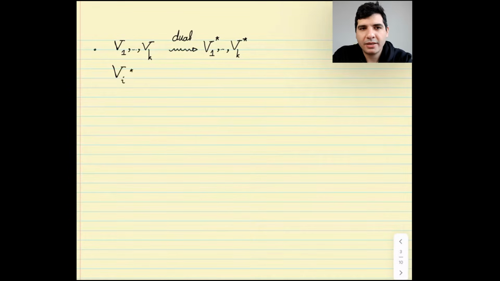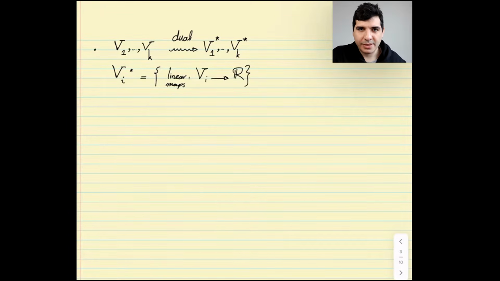So just a reminder, the dual of a vector space Vi is the set of linear maps from Vi to the base field, which here is taken to be the real numbers R. Okay, so a vector space and its dual space have the same dimension. Their dimensions are equal. Okay? So now consider this new space.